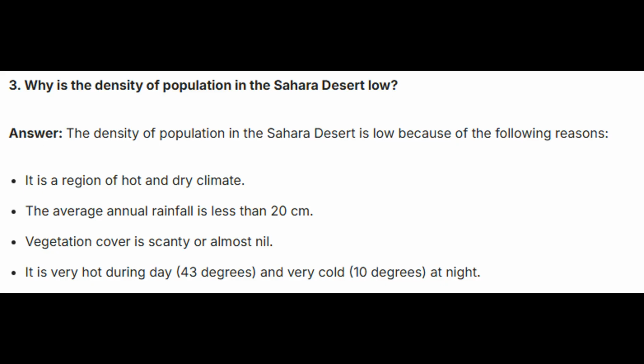Third, why is the density of population in the Sahara Desert low? Answer. The density of population in the Sahara Desert is low because of the following reasons. First, it is a region of hot and dry climate. Second, the average annual rainfall is less than 20 centimeters. Third, vegetation cover is scanty or almost nil. Fourth, it is very hot during the day, 43 degrees, and very cold, 10 degrees, at night.